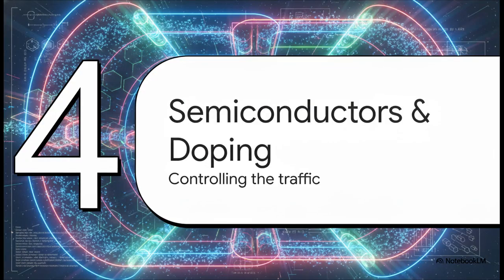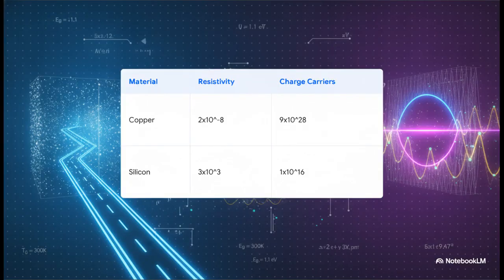Okay, moving on to part 4, semiconductors and doping. So comparing our super fast copper highway with pure silicon reveals a pretty stark contrast. Copper has astronomically more charge carriers than pure silicon. But silicon has a secret weapon. Its energy gap is only 1.1 electron volts. That is a small enough gap that we can actually manipulate the material.